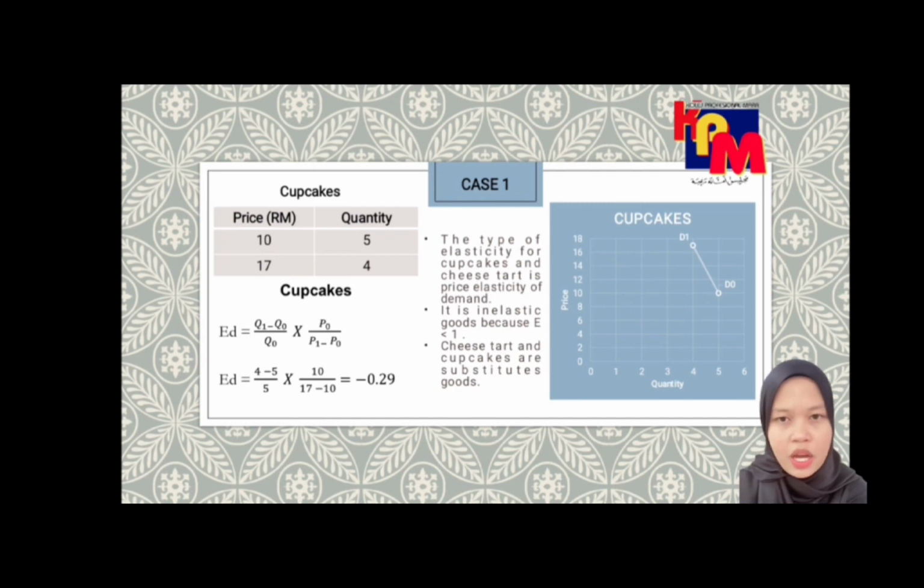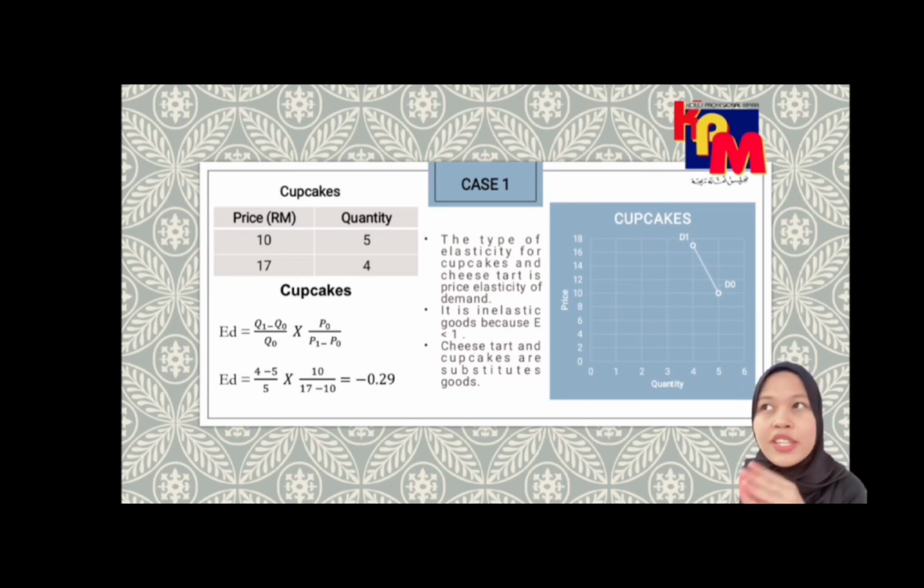So now I will continue Shaira's explanation for the case 1. I will explain how to calculate the price elasticity of demand for cupcakes. So, as we can see at the table given, when the price is 10 ringgit, the quantity of demand for the cupcake is 5 boxes, and when the price increased to 17 ringgit, the quantity of demand decreased to 4 boxes. And then, how do we calculate the elasticity of demand for the cupcake?